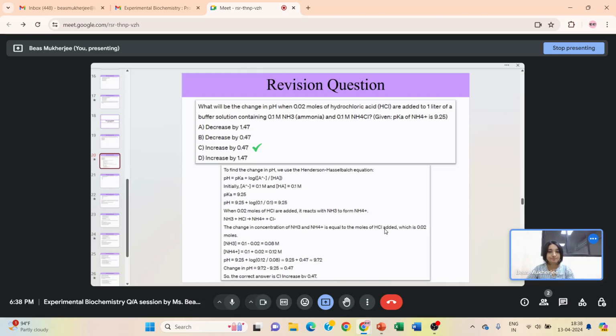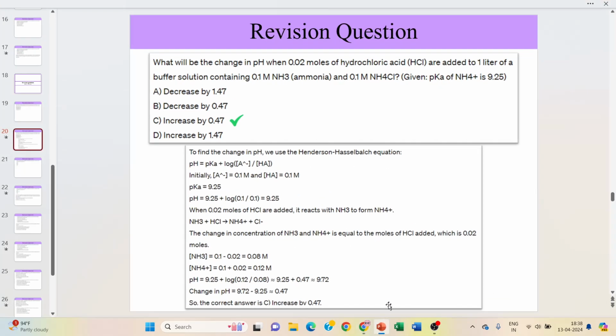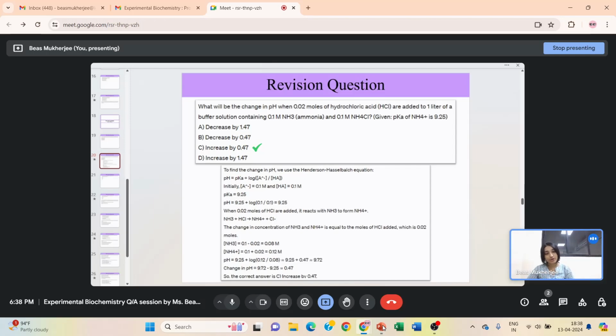Okay. Now we will move on to the next question. These kind of questions are very important, so try to practice as many numerical problems as possible. It will clear your basics and it will help you in your competitive exams. Okay.